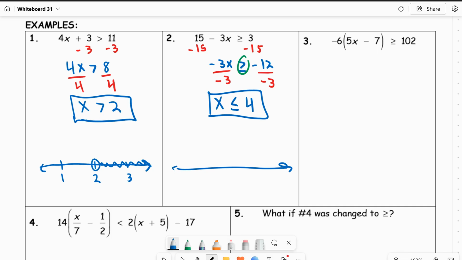So once again, go ahead, make your number line. Make 4 my center value. Put a number greater than, a number less than. Since I have an or equal to, I'm going to use a closed circle. And we know that x is less than 4, so I'm going to shade in the negative direction. All right. You guys can try number 3 on your own, and we can go over it together in class.